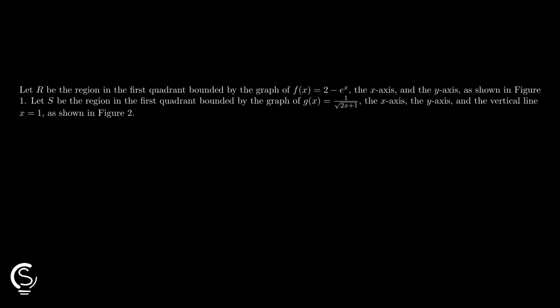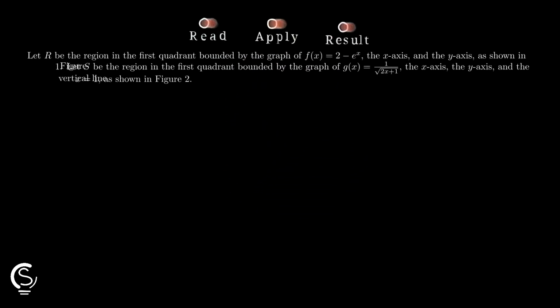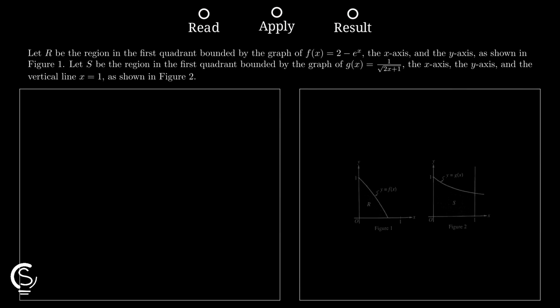Let's go! For part A, to find the area of region R, first determine the x-intercept of f of x equals 2 minus e to the x by setting it to zero, so x equals natural log of 2. The area is given by the definite integral from 0 to natural log of 2 of 2 minus e to the x.